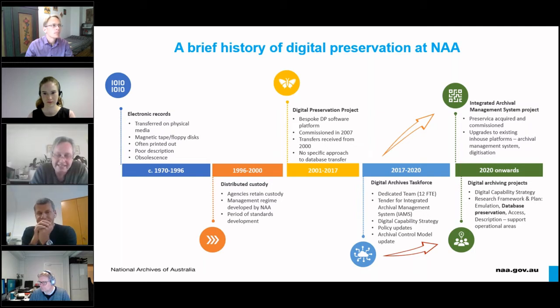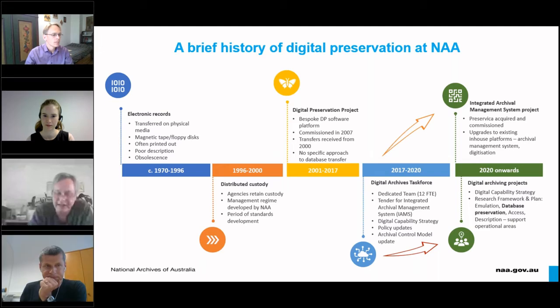So for a time in the mid to late 90s, we adopted what's called a distributed custody model, whereby we didn't accept transfers of digital records. So digital records remained with agencies which were responsible for maintaining their archival value data under a management regime worked out with the National Archives. And this was the time when the National Archives was focused on developing some of those important early standards for information management and record keeping metadata.